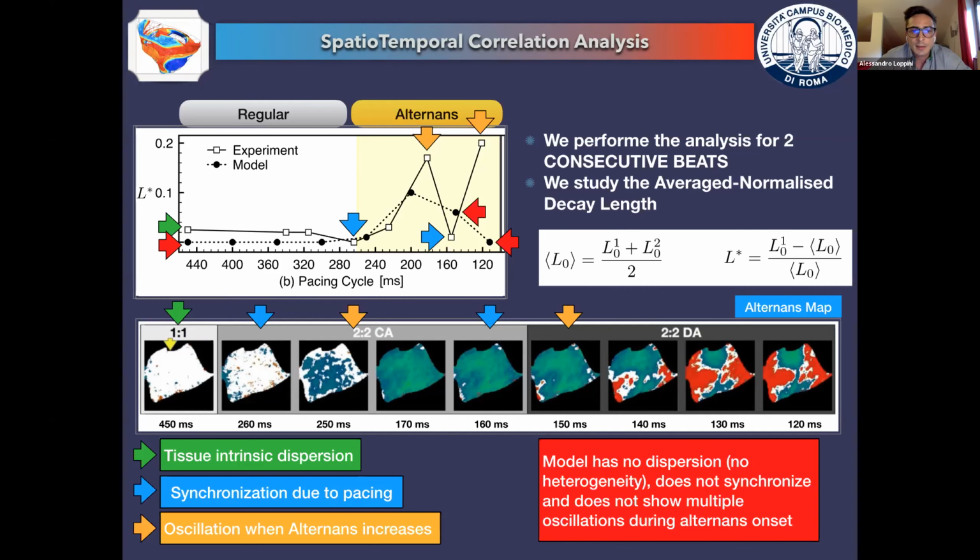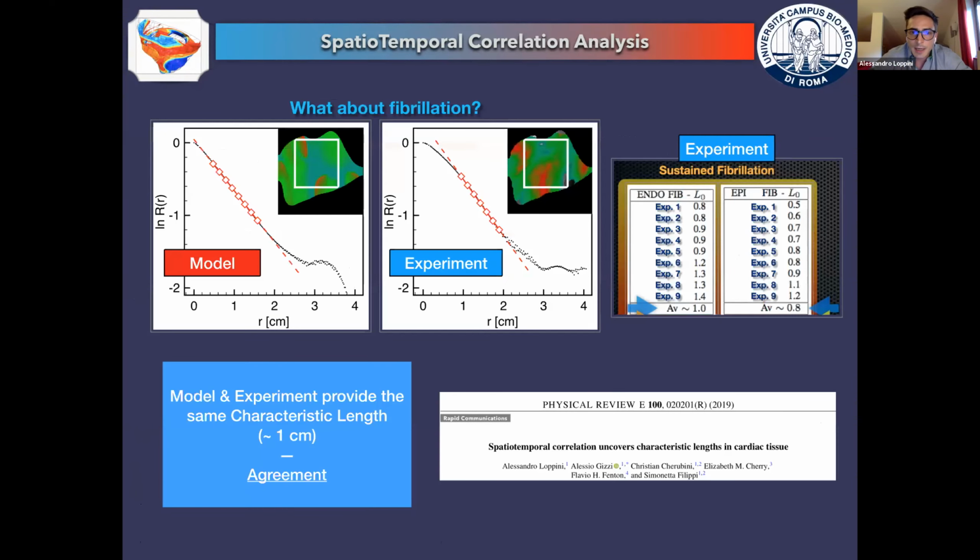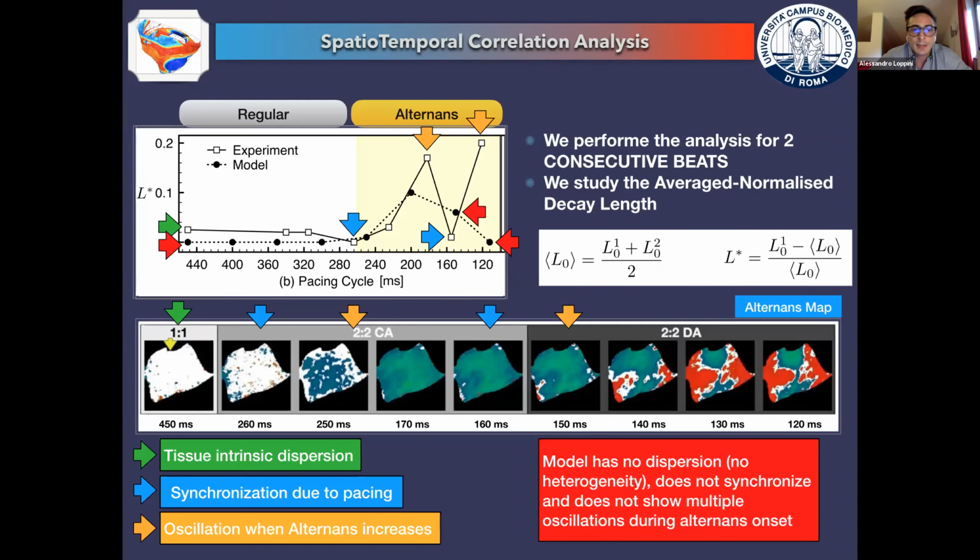And after that, at very high pacing cycles, so very high pacing frequency, there are some kind of oscillations of the characteristic length which are linked to the alternans onset. So the power of this indicator is that when the alternans is in play, there are strong oscillations of this normalized length, which is a measure of interbeat variation of the characteristic length.